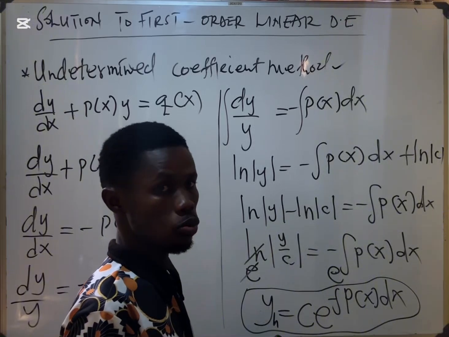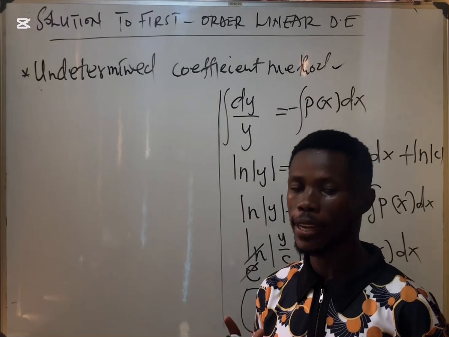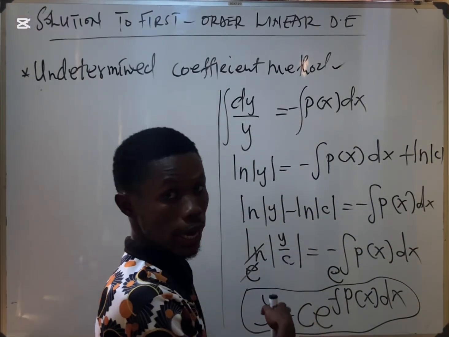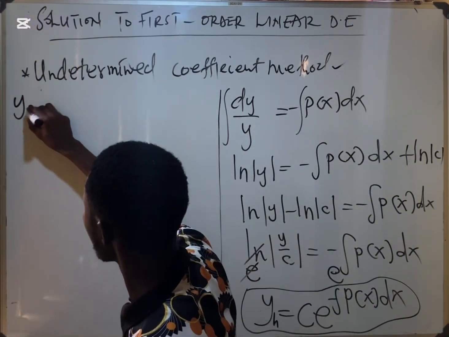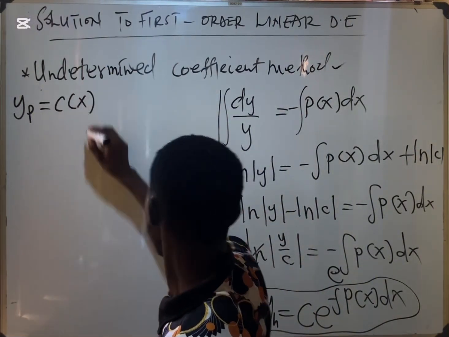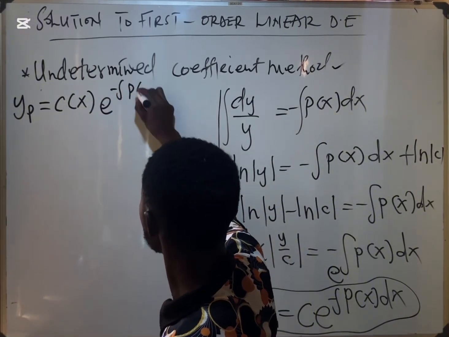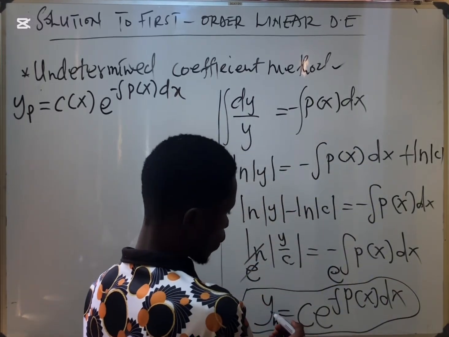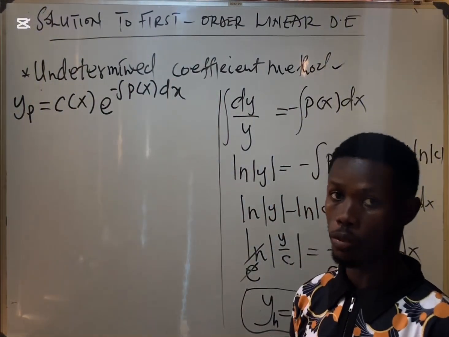So this is what we are going to do. When we get to this point, the idea is that the constant here, write it as a function of x, and represent that one by a particular solution. That will be y of p equals c of x e to the power negative integral of p of x dx. The only thing that I've done here is that this constant, I've changed it to c of x. So you always let the constant be a function of x.